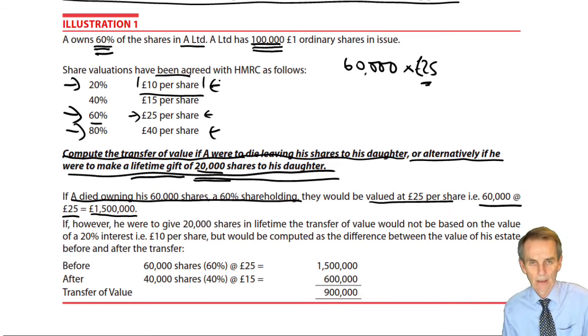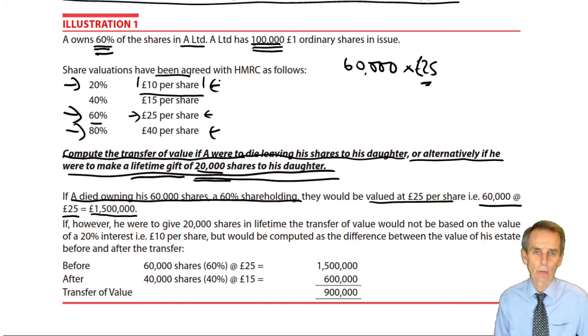Now that, in point of fact, and I'll come back to this in a moment, is a relevant figure for taxation, but it's relevant in capital gains tax. Because what you should be aware of is if you make a lifetime gift of a chargeable asset, that is still a chargeable disposal, and again, is based on open market value there. But for IHT purposes, we must also deal with this.